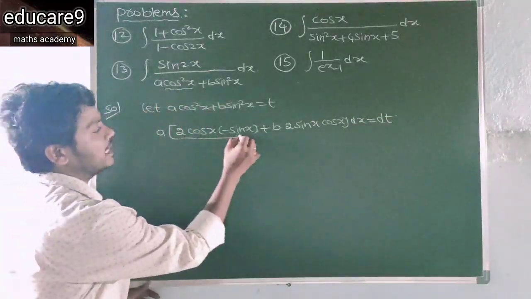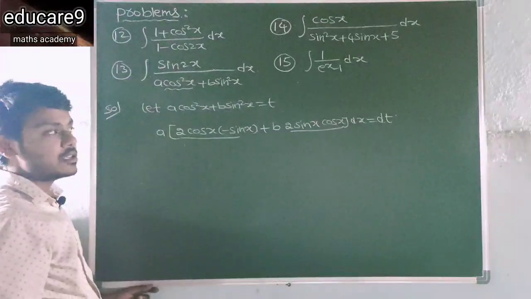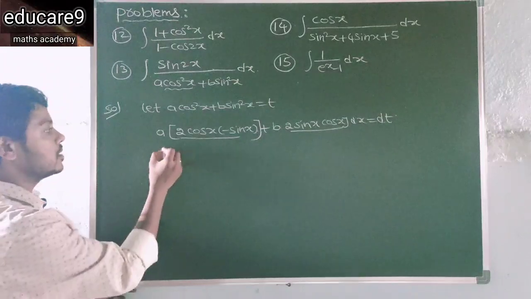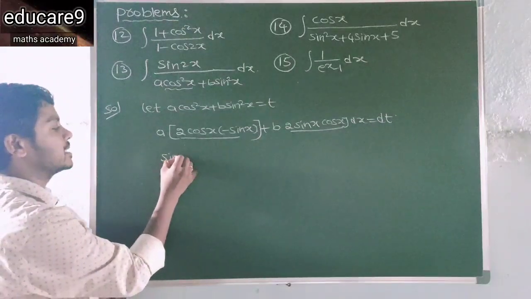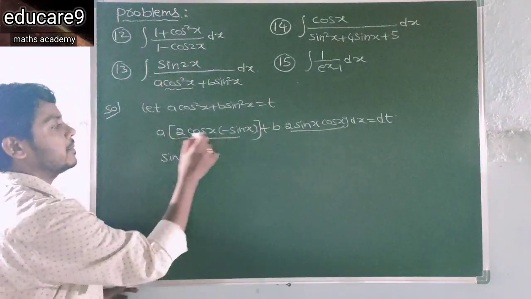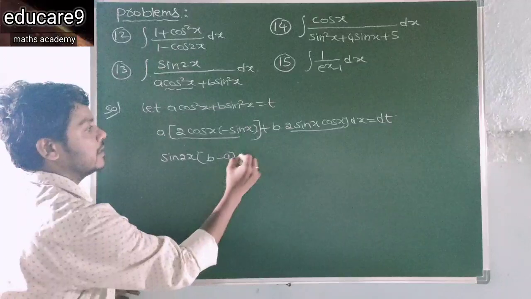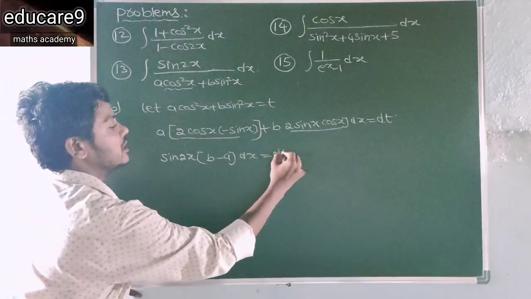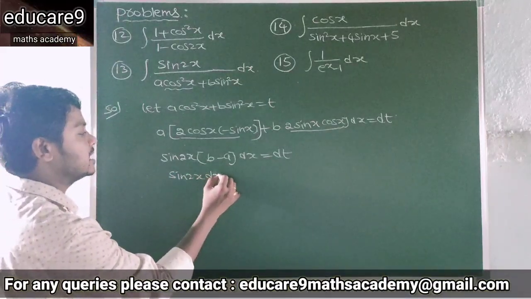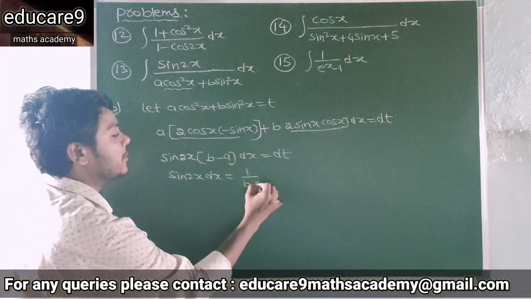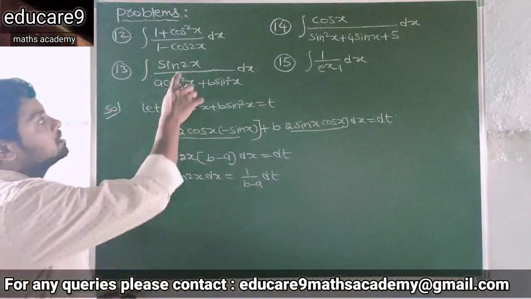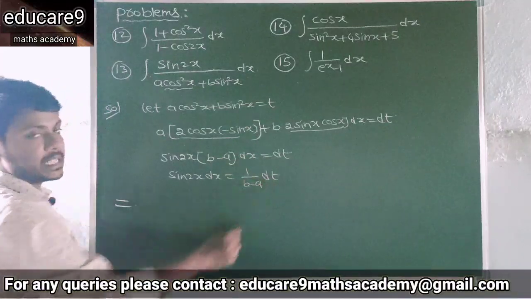Now here 2 sin x cos x, 2 sin x cos x, so that 2 sin x cos x is common. So what you get? Sin 2x is common. Here b, here minus a, dx is equal to dt. So therefore, sin 2x dx is what? 1 by b minus a dt. So therefore, the given integral is written as sin 2x dx is 1 by b minus a dt.